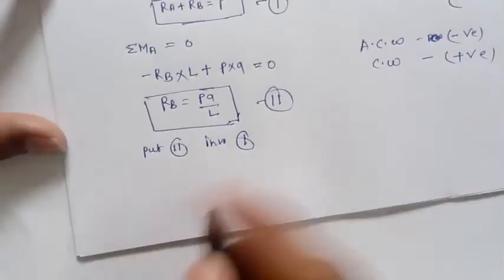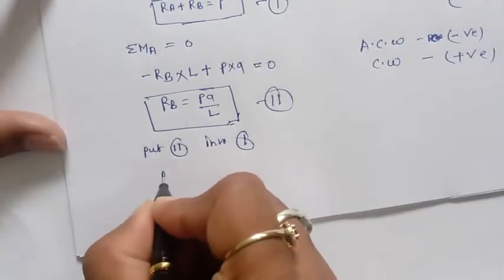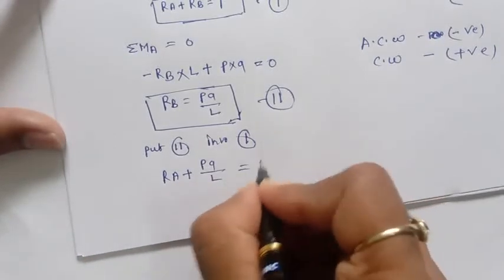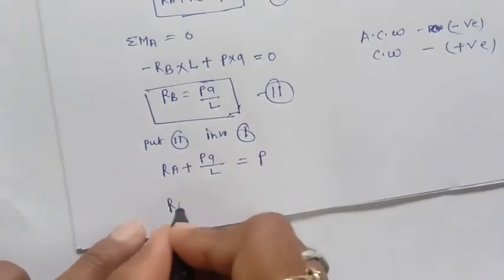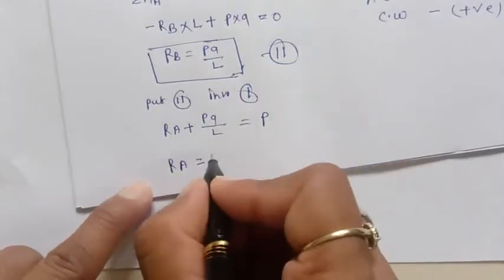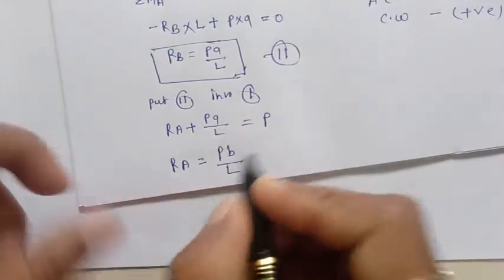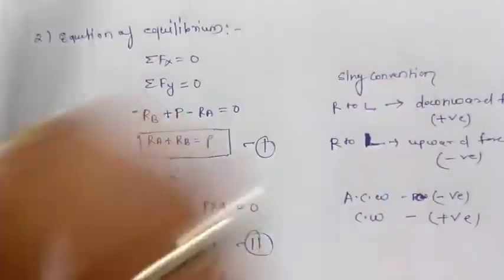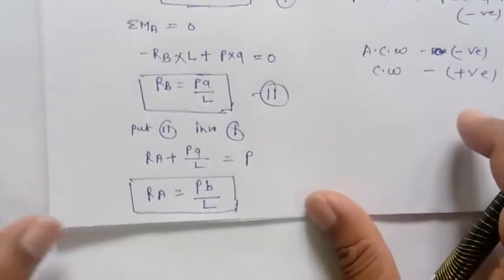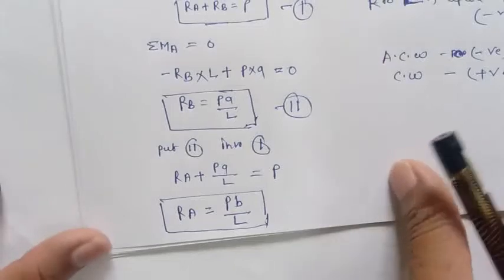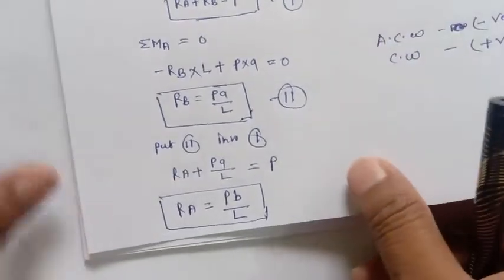So RA plus PA by L equals P. If we solve, RA will be PB by L. So I know the values of RA and RB. This is the second step which I have followed. The third step is the calculation of the shear force diagram and bending moment diagram.